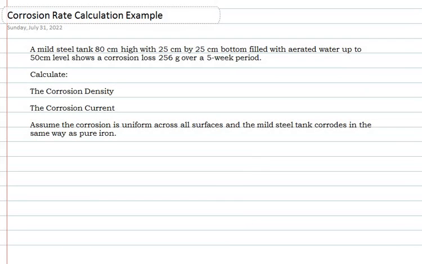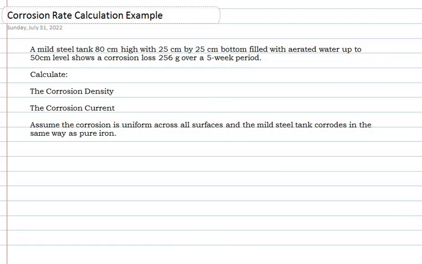So here we're going to solve an example that involves corrosion density, corrosion current, and overall corrosion rates. The question says a mild steel tank 80 cm high with a 25 cm by 25 cm bottom, filled with aerated water up to the 50 cm level, shows a corrosion loss of 256 grams over a 5-week period.